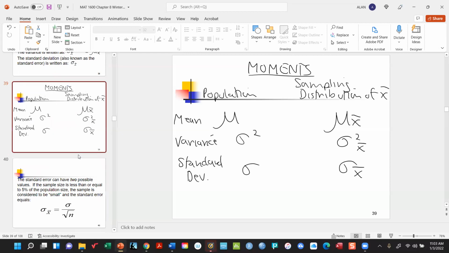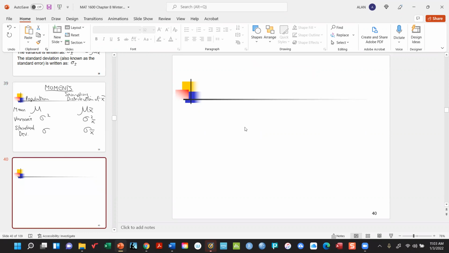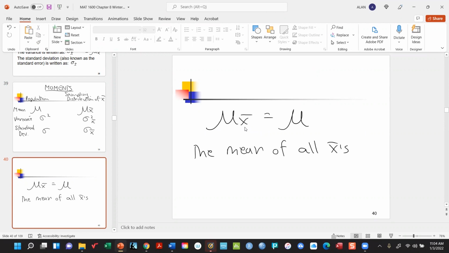Okay, the mean of X bar is equal to the mean of the population. All right, let me write that down here separately. Okay, so the mean, as we saw, remember with the example of the ages, the sample means were all different, but they averaged out to the same as the population. The mean of all X bars equals the population mean. Now, you notice this is assuming that we've chosen our samples correctly. If we did a bad job choosing our samples, this may not be the case, but in general, this is what happens.